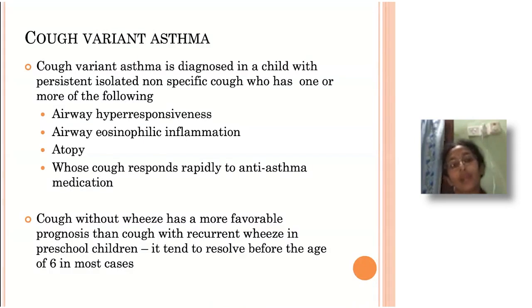Cough variant asthma is diagnosed in a child with persistent, isolated, non-specific cough who has one or more of the following: airway hyperresponsiveness, airway eosinophilic inflammation, atopy, and whose cough responds rapidly to anti-asthma medication. Cough without wheeze has a more favorable prognosis than cough with recurrent wheeze in preschool children. It tends to resolve before the age of 6 in most cases.